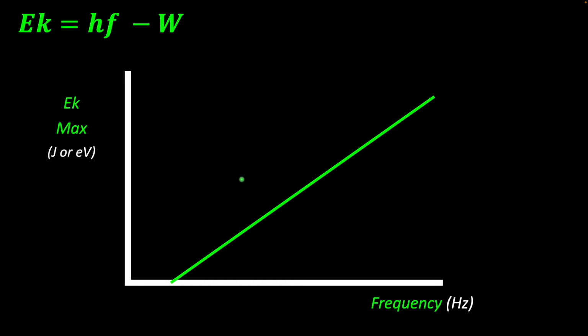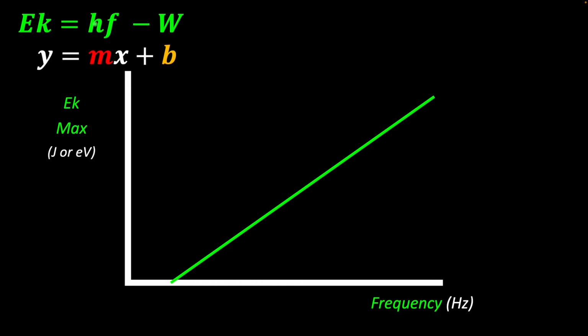So first we notice that this is a straight line graph, and so we should be able to match our photoelectric effect equation to the equation for a straight line, which is y equals mx plus b. And when we line these up with our y-axis being EK, and our x value being frequency, we can get some information about what the slope and y-intercept represent.